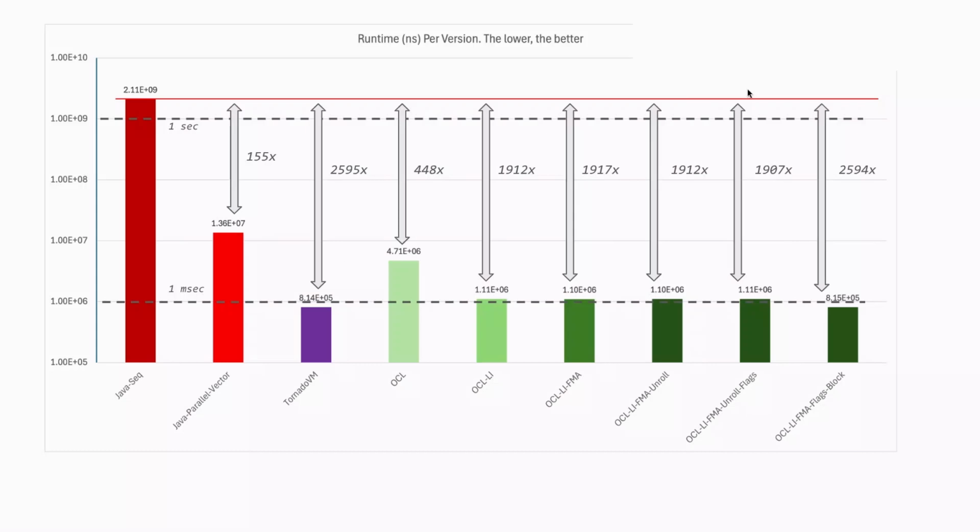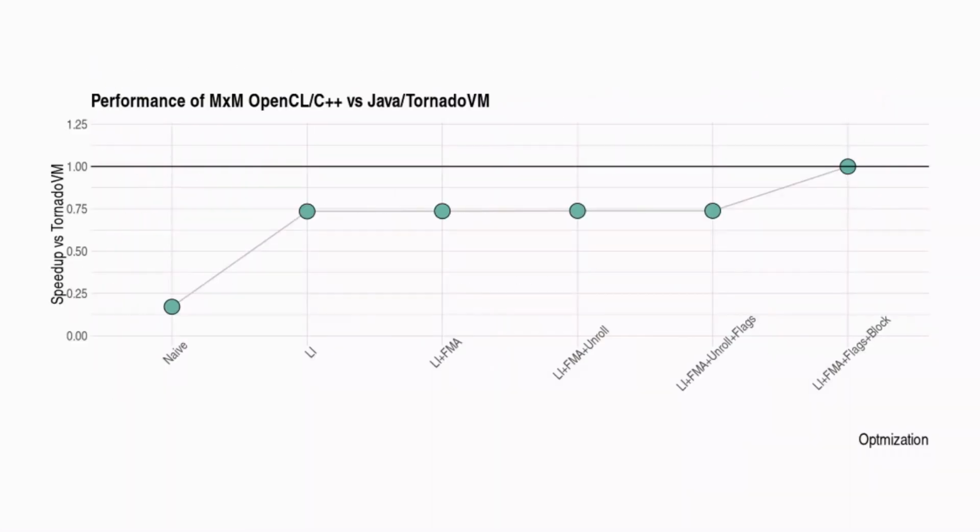Let's see the impact in relation to TornadoVM. So if we choose TornadoVM as a baseline, let's see the impact of this. So now the baseline is 1. This means TornadoVM, and then the impact of the optimization. So the higher, the better. So the naive implementation is less than 20% or 25% of Tornado, and then as soon as we start optimizing, we get exactly what Tornado does, which is quite good.